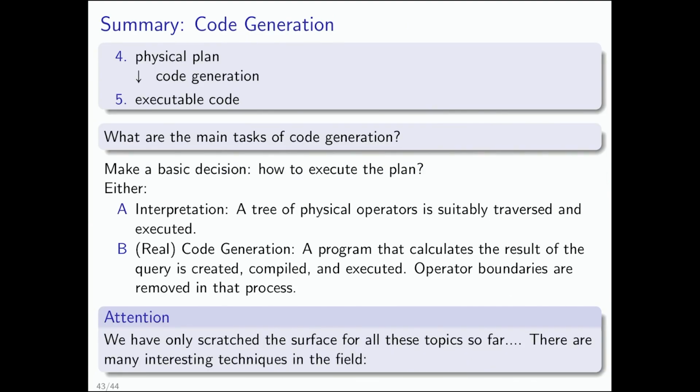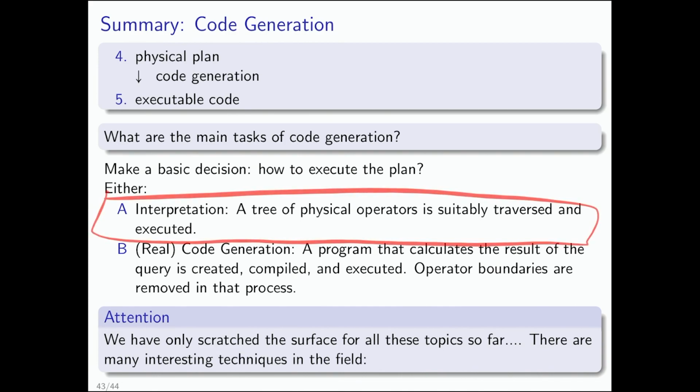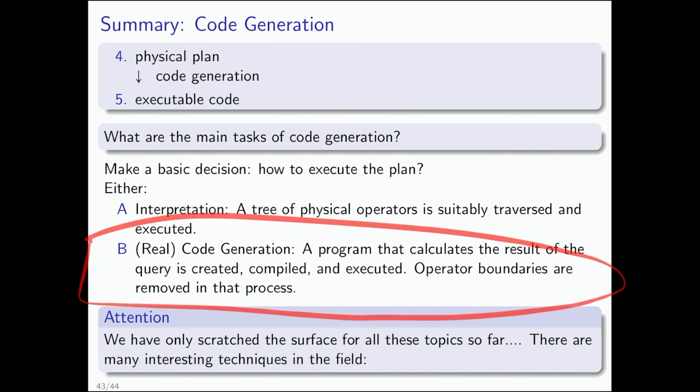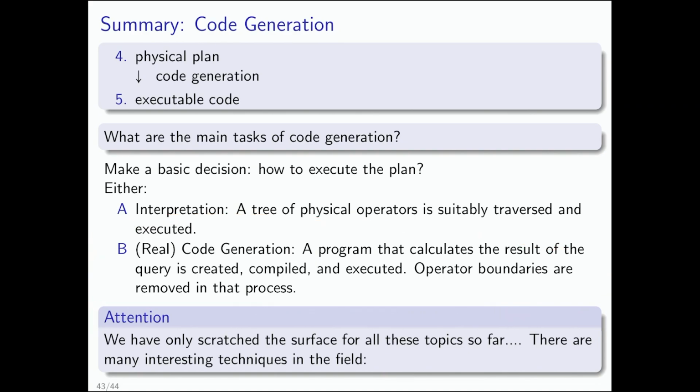Then there's code generation. Once you identify the physical plan, how do I execute it? It's just a tree with physical operators. The easiest way is interpretation, which is what's used in our Jupyter notebook. But in a real system, you do code generation, and you really output a program that calculates the result of the query, and you shouldn't waste too much time generating the code on the way. For all of these topics, we just scratched the surface. There are many interesting techniques in this field.